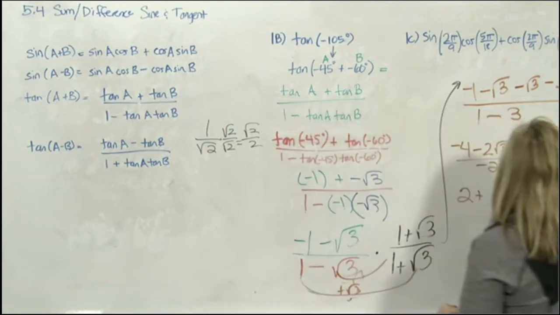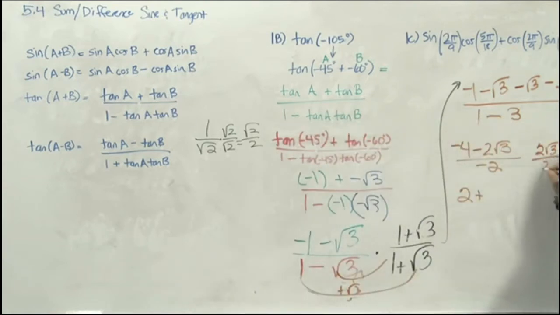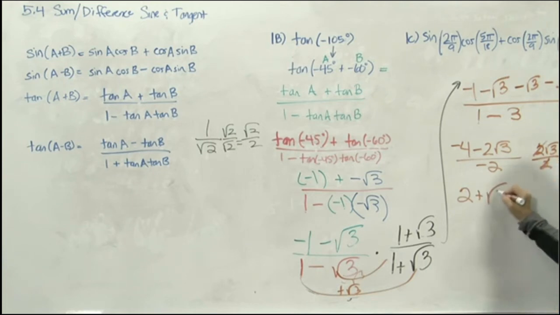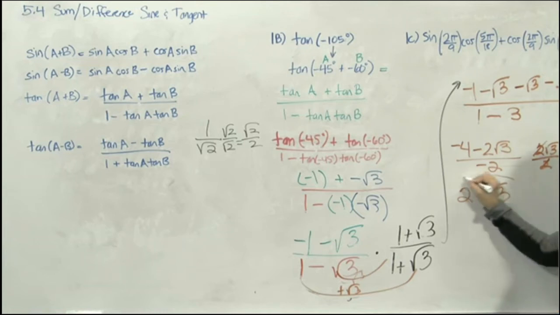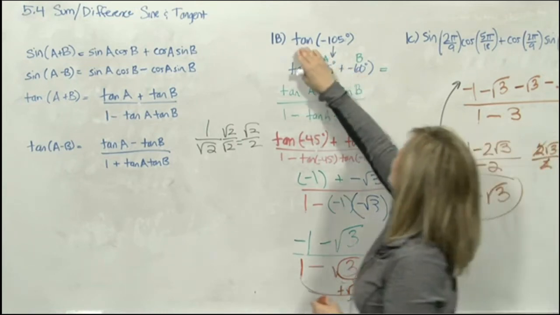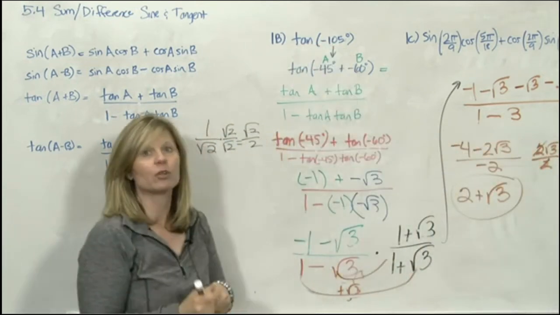Now, if I write 2 square roots of 3 divided by 2, we can divide that because we are connected by multiplication. That's 2 times square root of 3. So the 2's would cancel and leave you with square root of 3. And this right here, sweethearts, is the exact value of the tangent at negative 105 degrees.